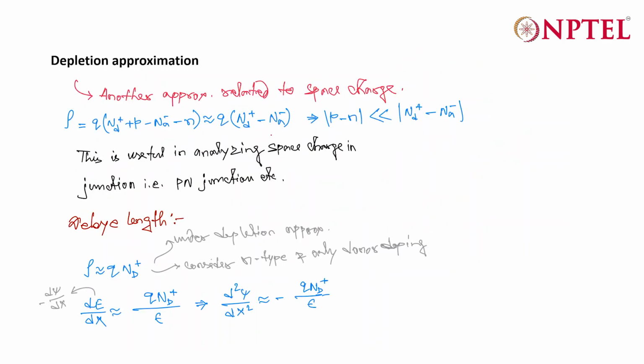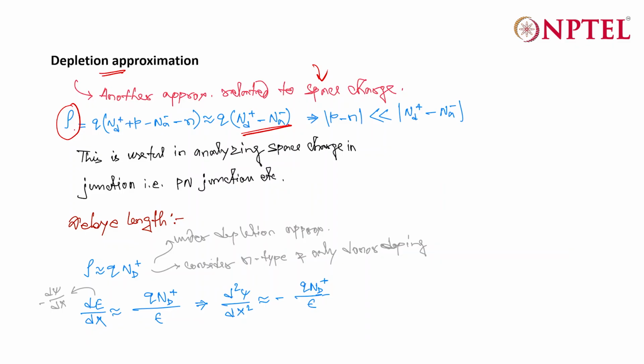Another approximation which is related to space charge is known as the depletion approximation. In the depletion approximation, what you take is that the space charge concentration is approximately equal to Q into Nd minus Na. That is, you consider that the free charge concentration is very, very low.